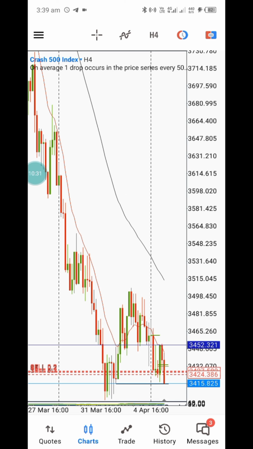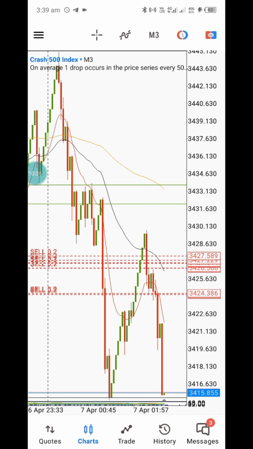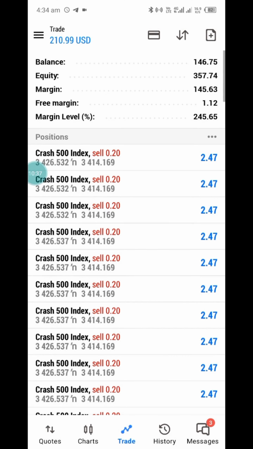I know where I'm going. I know where the market is going. I know where it's going to reverse. You can see the line that I draw there. That is my target.